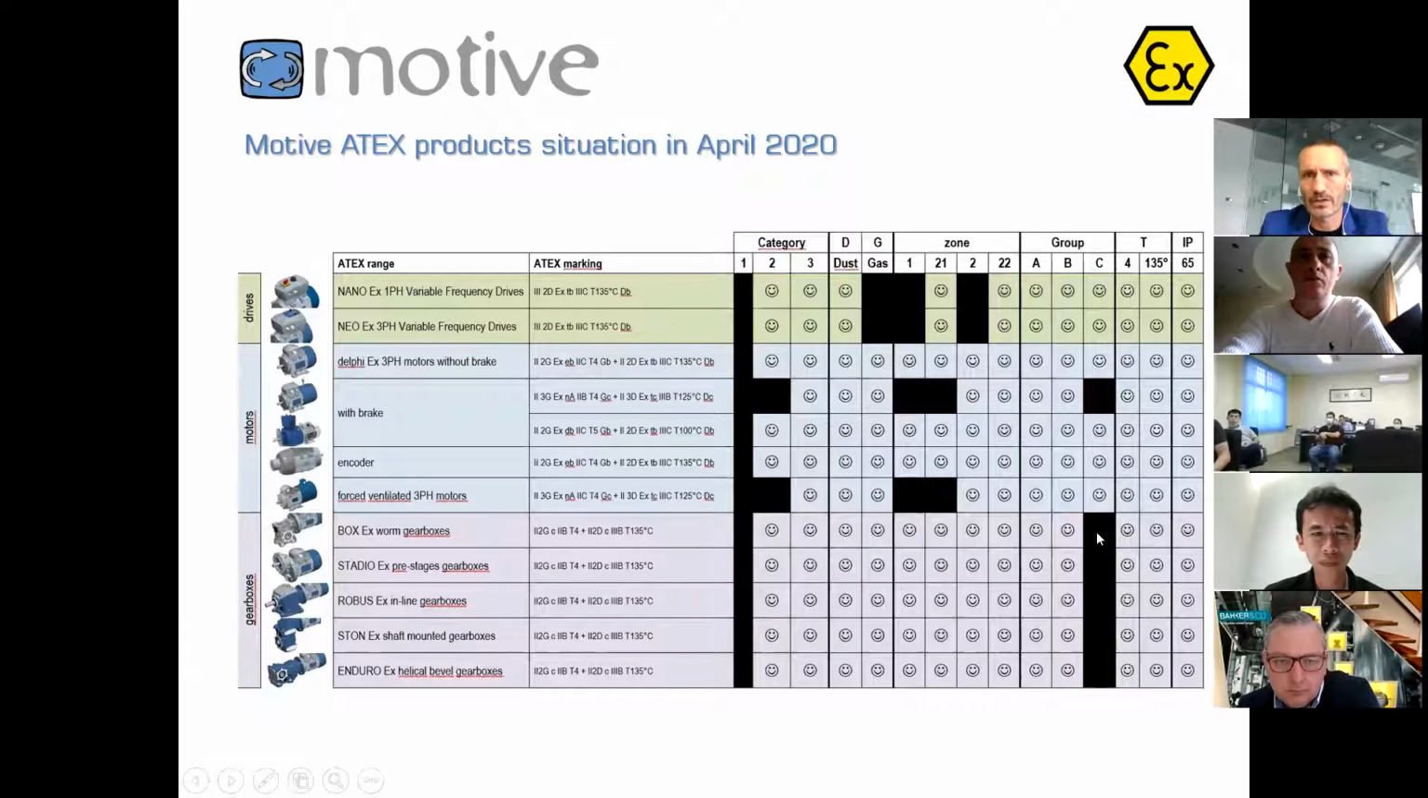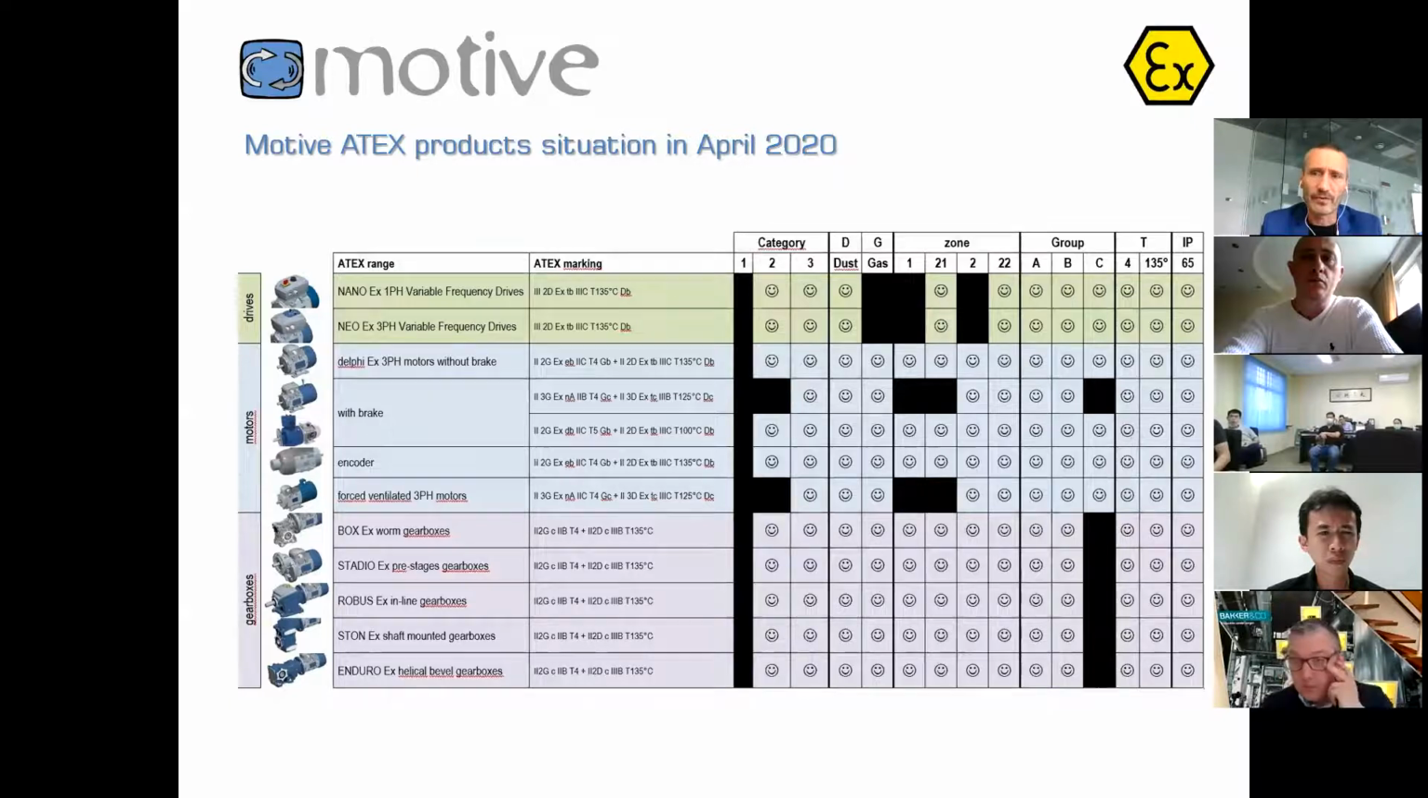That means that the gearboxes were classified suitable for A and B gases and dust, not for group C. So if we make an ATEX gear motor, you will reach the safety just for A and B and not for group C, like, for instance, metal dusts, okay?